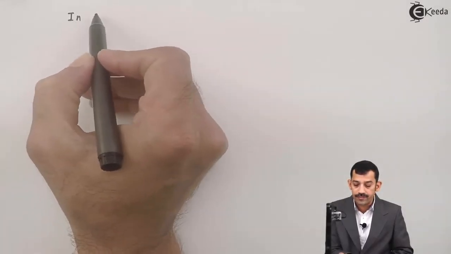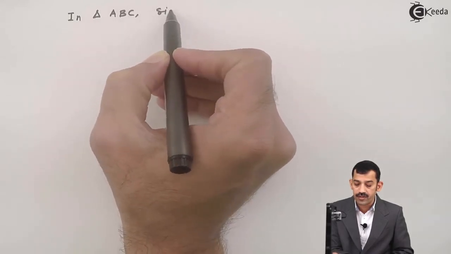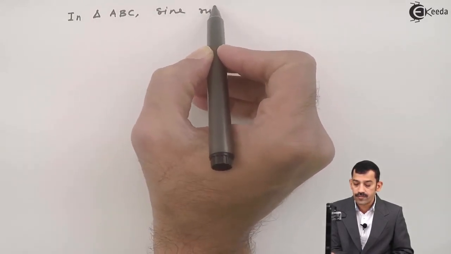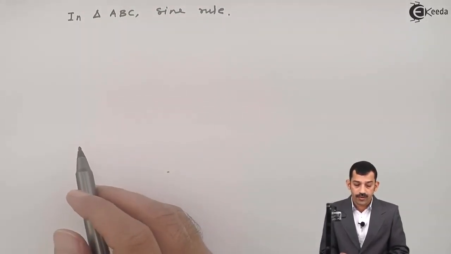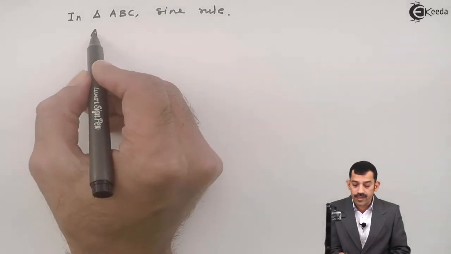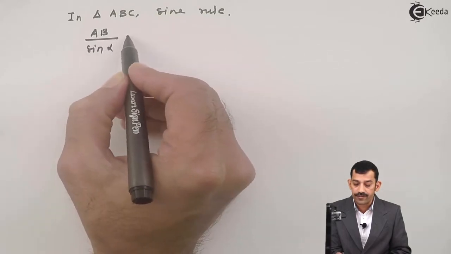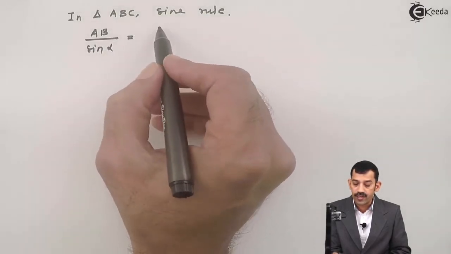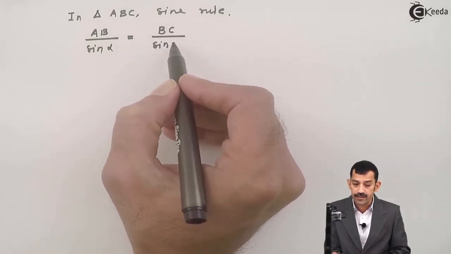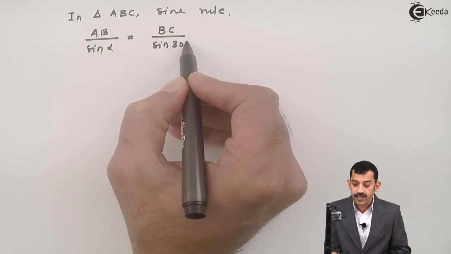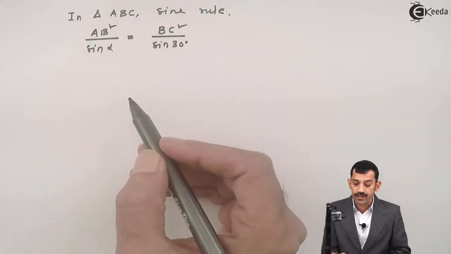In triangle ABC, if we use the sine rule, in this sine rule, angle alpha you have to find out. Therefore, if we take AB upon sine of opposite angle alpha, and what is known, length BC divided by sine of opposite angle, which is 30 degrees. Length BC is known, 0.8 meter, length AB is known, 0.3 meter.